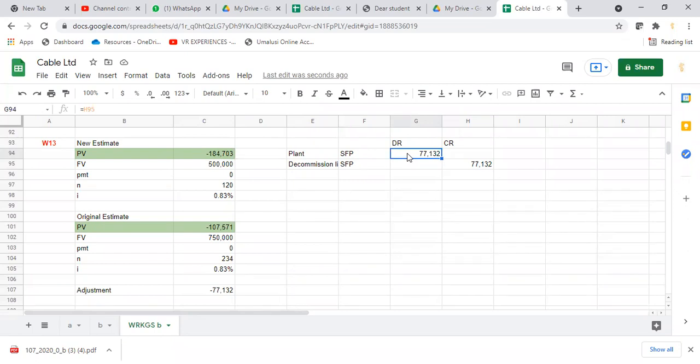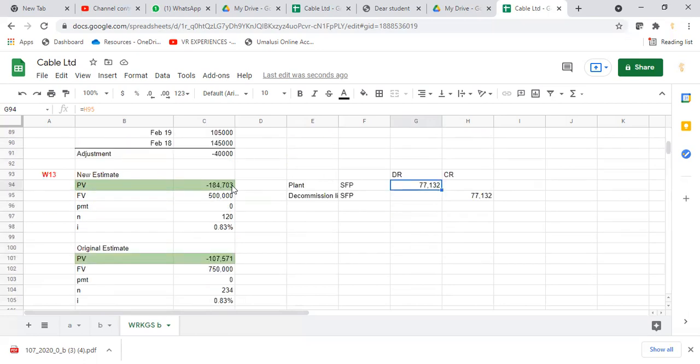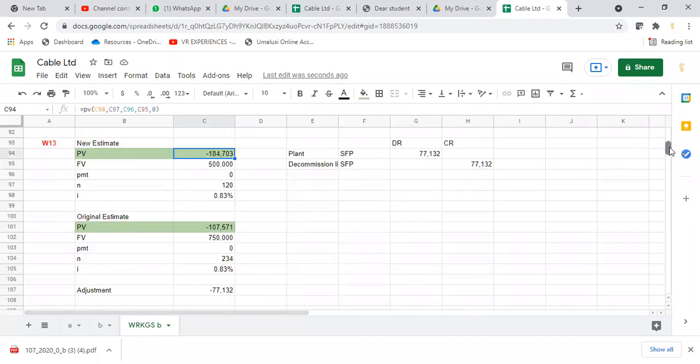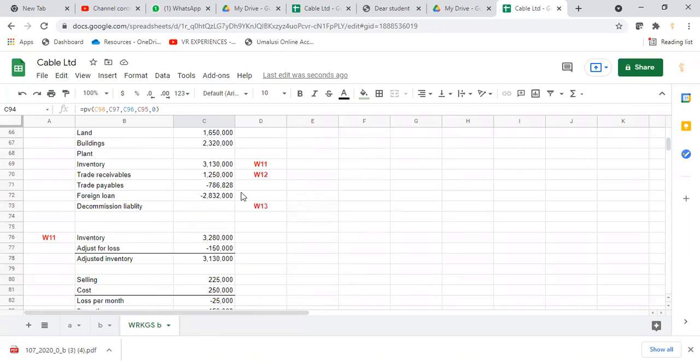There's no need to apply depreciation on that 77 because the adjustment is only happening as at 28 February 2019. If the adjustment happened at the beginning of the year, then we would have to determine depreciation on that amount. Just be aware of that. What we want the liability to be is 184. So we will use that in the decommissioning liability, which is C94. It will be equal to C94 because the liability needs to be 184.